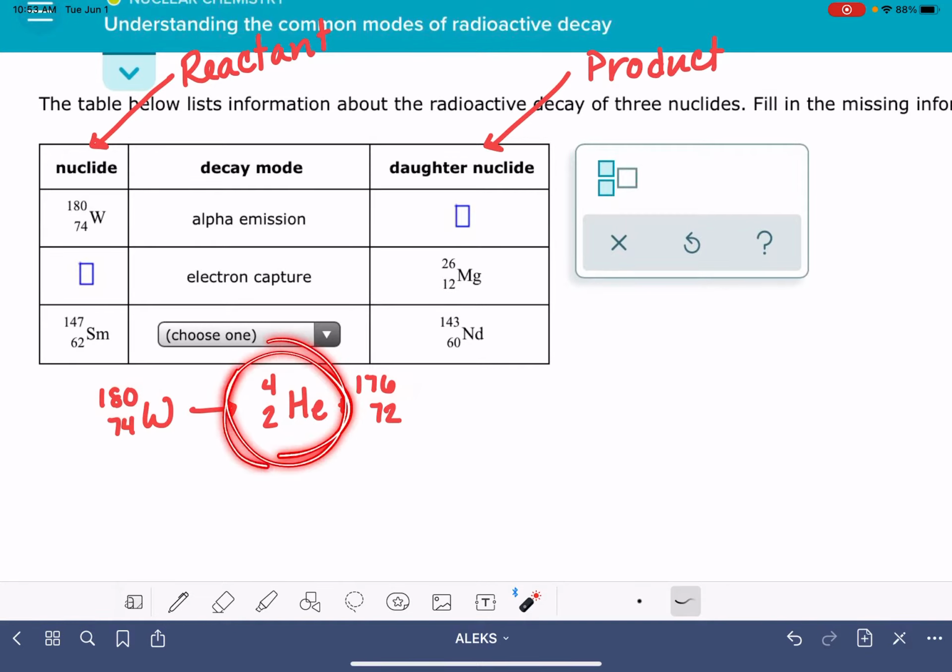How did I know that the alpha particle or the helium goes on the right-hand side and not on the left-hand side of the arrow? That comes from the word it's being emitted, so that means it's a product of the reaction.